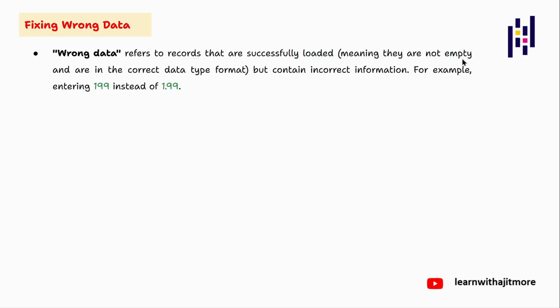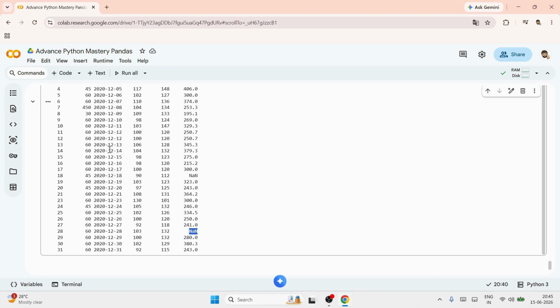Correct? Meaning they are not empty. The data is not blank. It is not NaN or NaT. Okay. And the data is in the correct format also. Where you're supposed to enter numbers, it is number only.